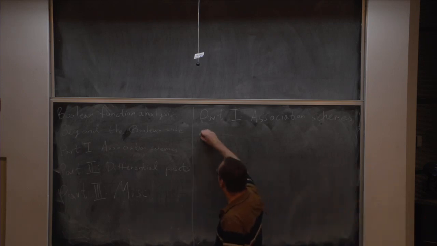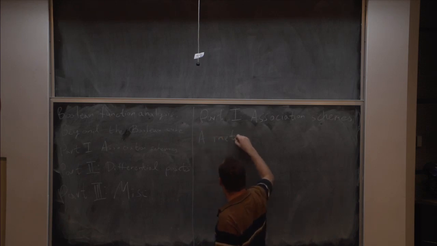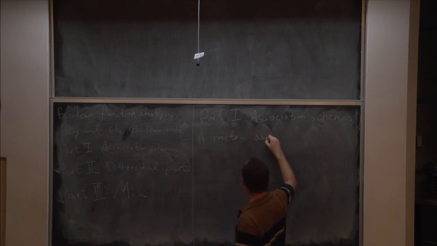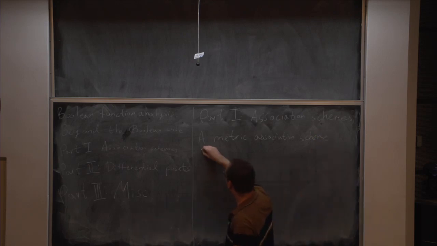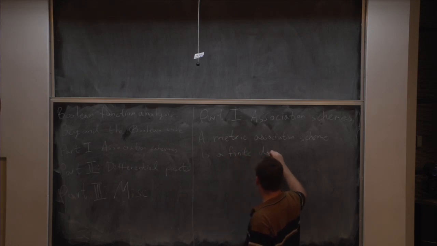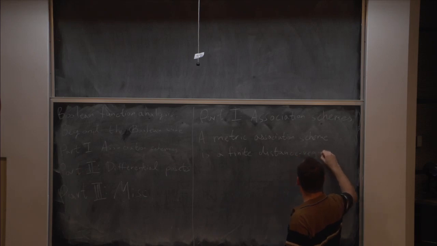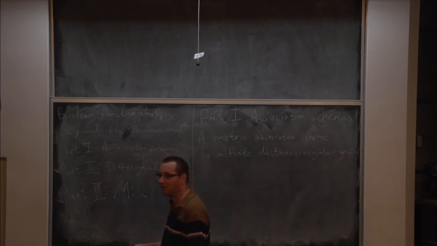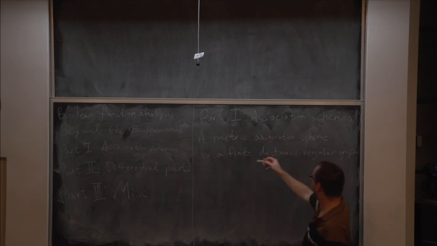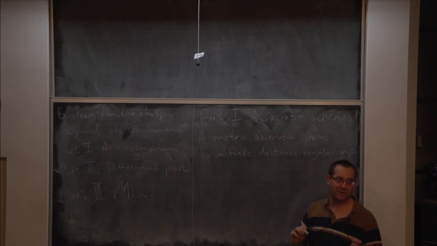Okay, so a metric association scheme is a finite distance regular graph. Okay, so this is kind of a dictionary explanation. So I'm explaining one term by another term, which maybe you don't know, although I explained it yesterday.